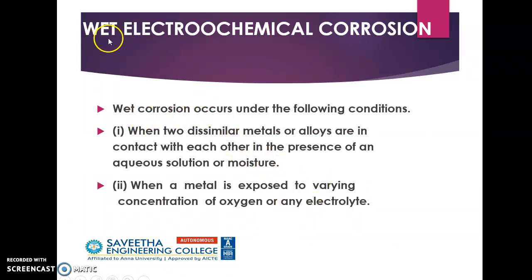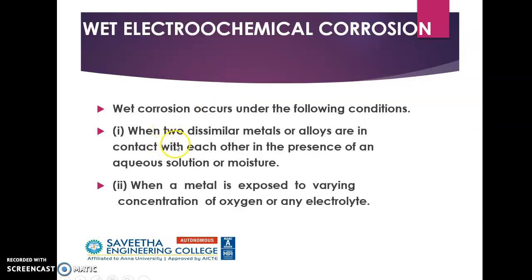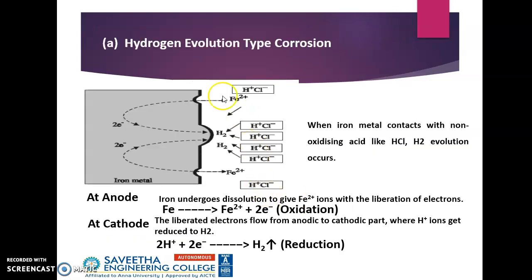Wet corrosion, by name itself, says there will be presence of moisture, and it is otherwise known as electrochemical corrosion. This will form an electrochemical cell where we require an anode, a cathode and an electrolyte. This will happen under two conditions: first, when two dissimilar metals or alloys are in contact with each other in the presence of an aqueous solution or moisture; secondly, when a metal is exposed to a varying concentration of oxygen or an electrolyte. We have many examples of this which we'll be discussing later. Let us first see what exact mechanism happens in electrochemical corrosion.